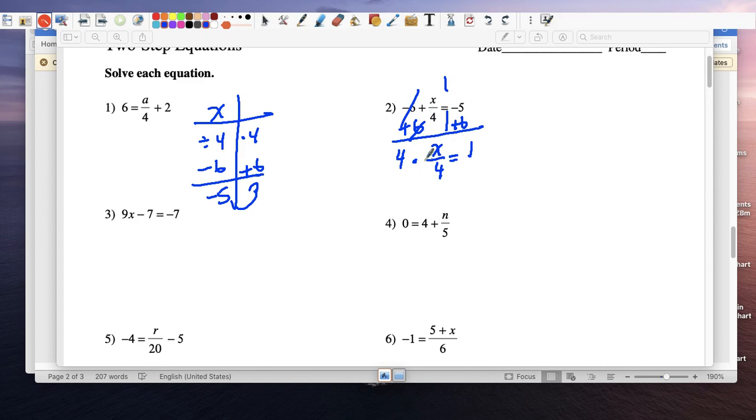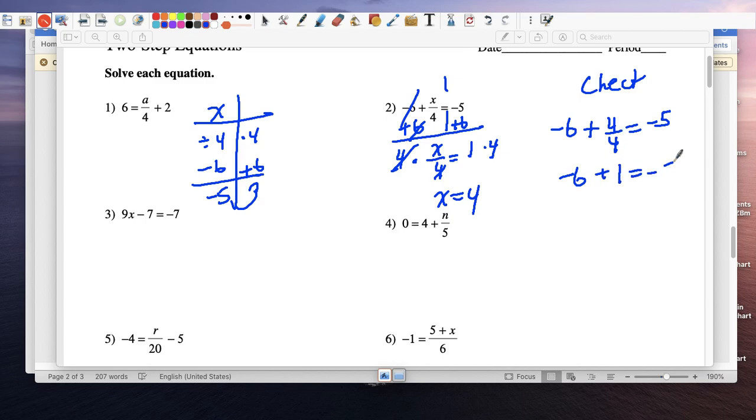So we did the plus 6 on both sides. Now we multiply both sides by 4. This goes away, becomes 1, and x equals 4. Check. We replace the x here with 4, so negative 6 plus 4 over 4 equals negative 5. Is that true? Well, 4 over 4 is 1, so negative 6 plus 1 equals negative 5. We combine these two, we get negative 5 equals negative 5. Perfect.